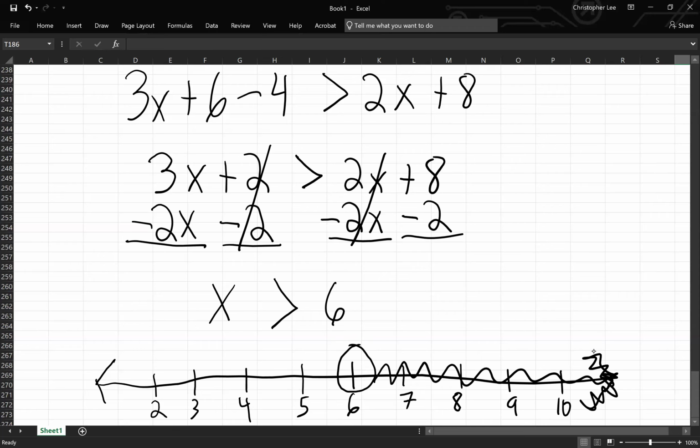And that's it, right? If you don't want to use the open circle, you could use the parentheses, your choice. You could say it like this as well. Up to you what you want to do. You want to do open circle? Fine. You want to do the parentheses? That's fine too. And then you just shade to the right. Questions on this?